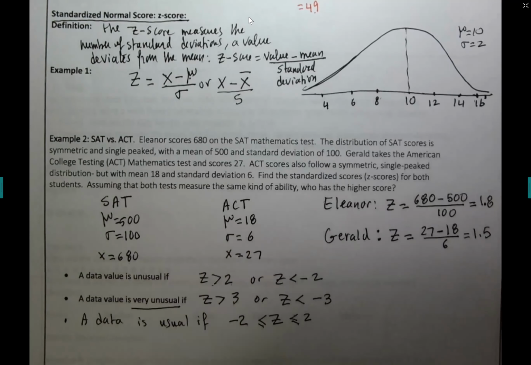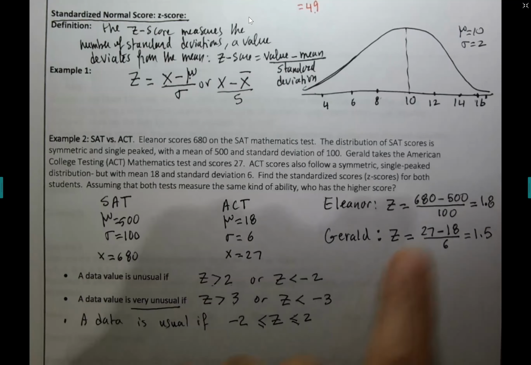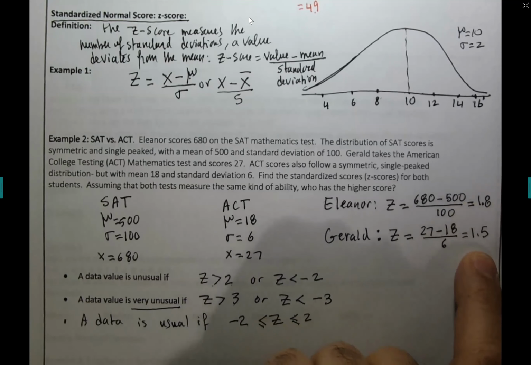Now you can answer the question. Who did better relative to other students? Was it Eleanor or Gerald? It's the one who has the higher z-score. So 1.8 is bigger than 1.5.